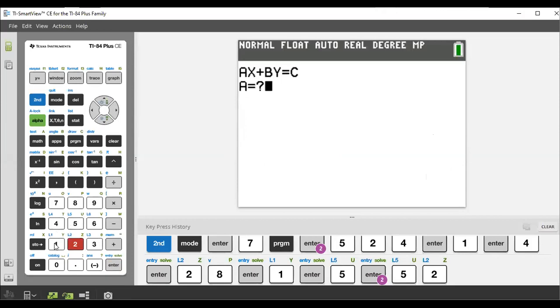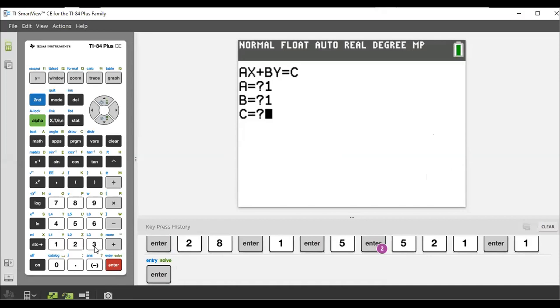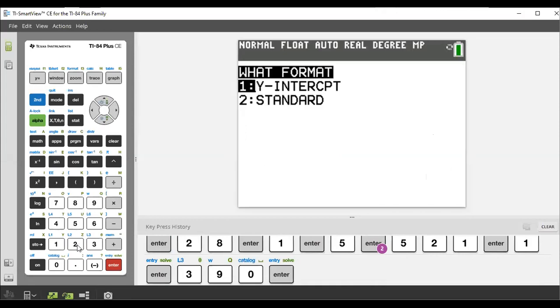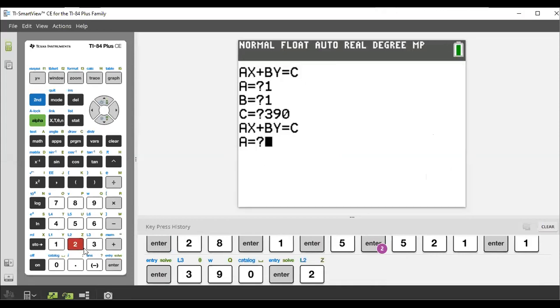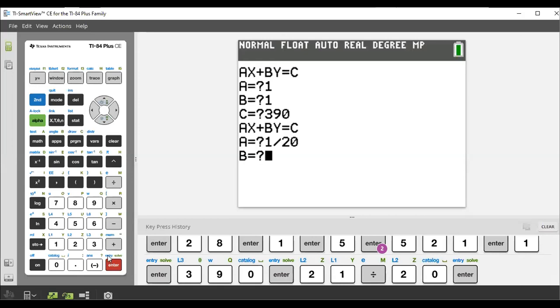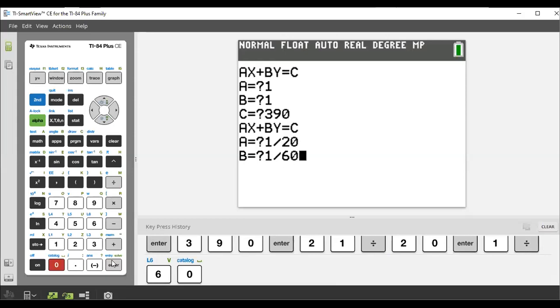And the coefficient of the x term, or the local, would be 1. The coefficient for the highway, or the y term, would be 1. And then the constant was, we had 390 total miles. That was the first equation. Now the second equation is also in standard form. So I would say 1 divided by 20, that's the rate for local travel. And then 1 divided by 60 was the rate for the highway travel. And the total hours that it took me was 8.